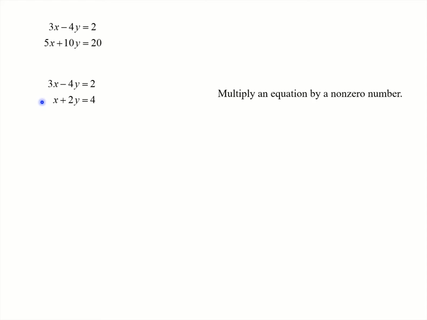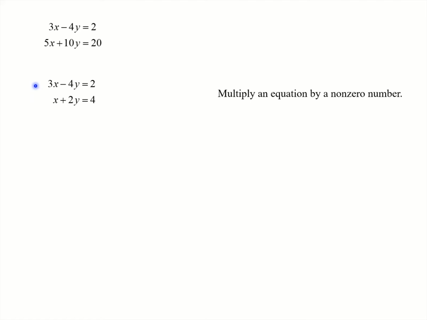But this system is actually the same as the top system, because multiplying an equation by a non-zero number does not change the solution. So that's one thing we can do: we can multiply an equation by a non-zero number. Let's continue. There's something else that we can do with those equations.